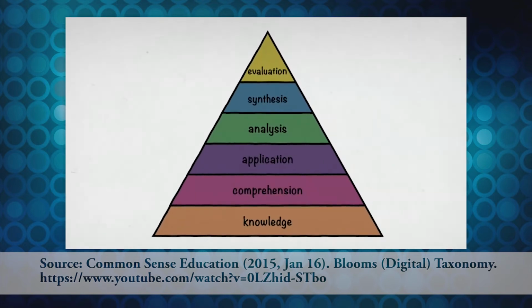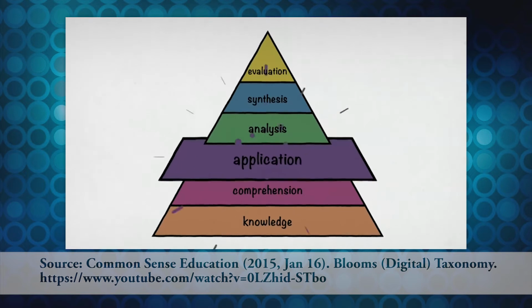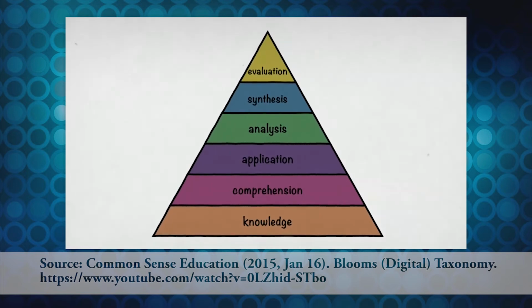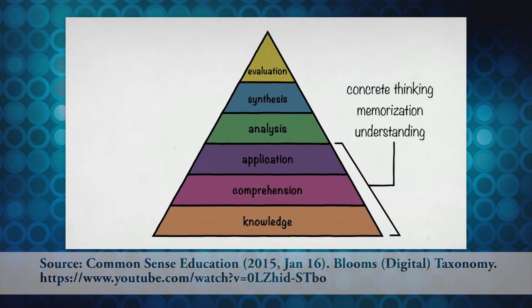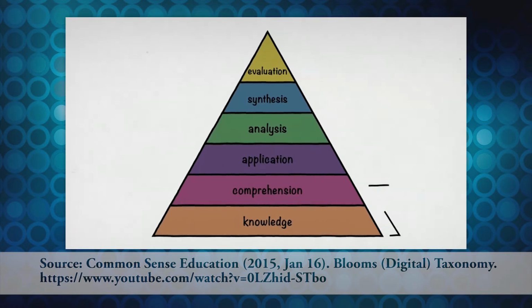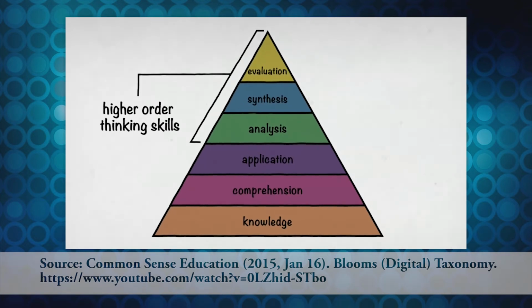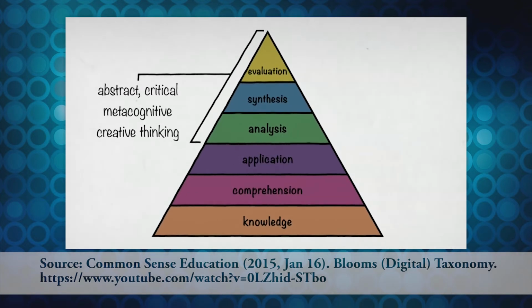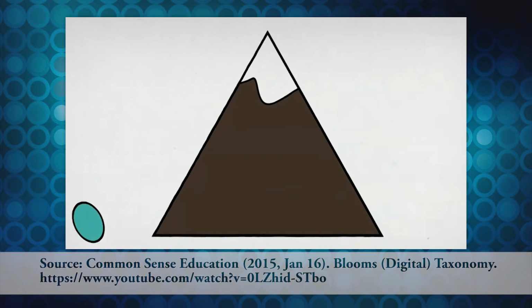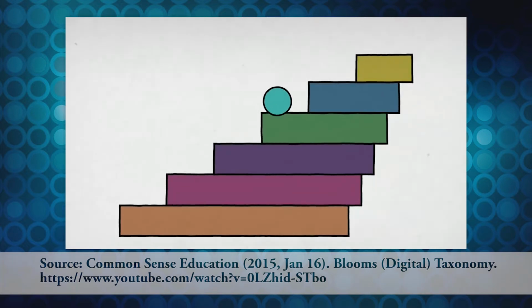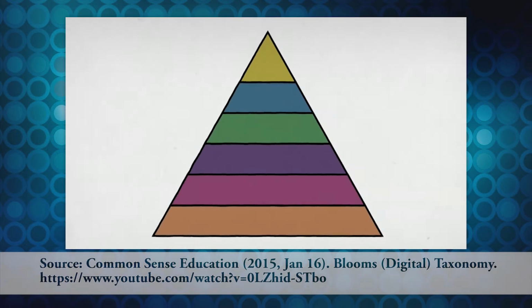The 3 lower levels, knowledge, comprehension, and application, are more basic levels of cognition, also called lower order thinking skills. This would include concrete thinking, memorization, and understanding. The 3 upper levels, analysis, synthesis, and evaluation, referred to as higher order thinking skills, include abstract, critical, metacognitive, and creative thinking. Some have likened the model to a mountain or a stairway, where teachers set learning objectives and design learning experiences to guide students to higher levels of thinking. The taxonomy has become an important model for structuring students' learning processes.